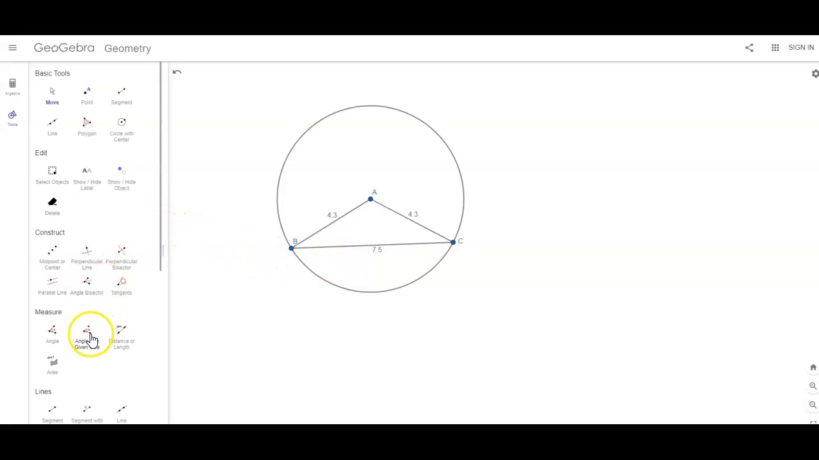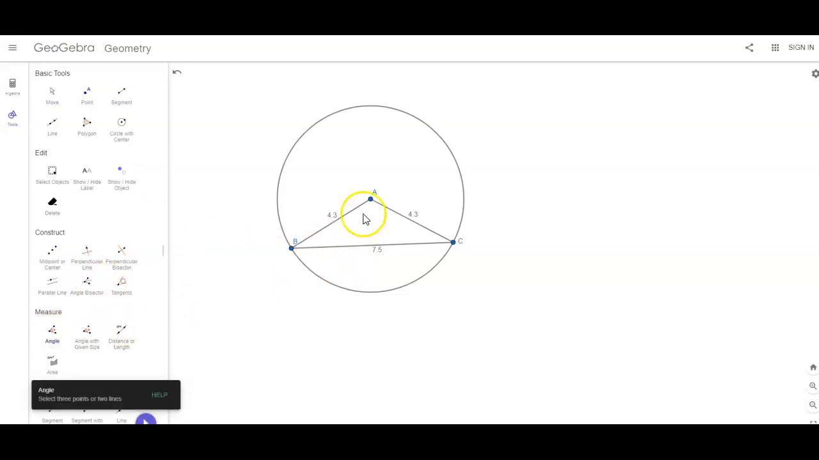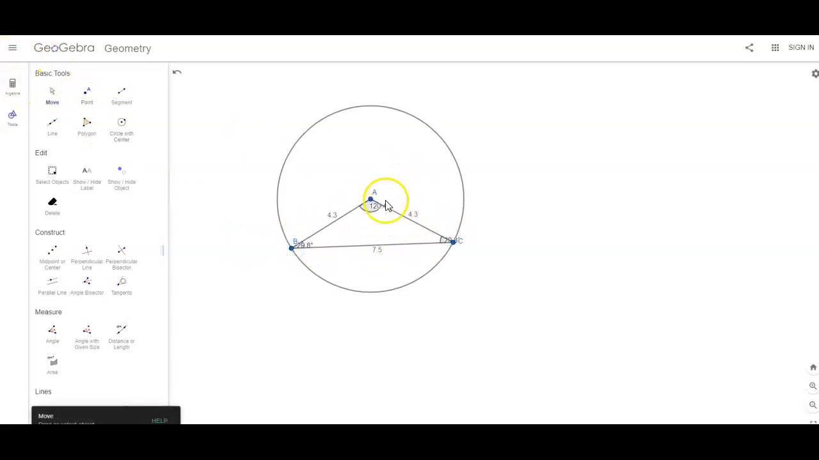Now I'm going to go ahead and measure all the angles. So I'm going to measure this angle, and then the vertex angle. And what I want you to notice here is if I take these angle measures, what can we conclude here? If I look at the two base angles, what do we notice about their measures?